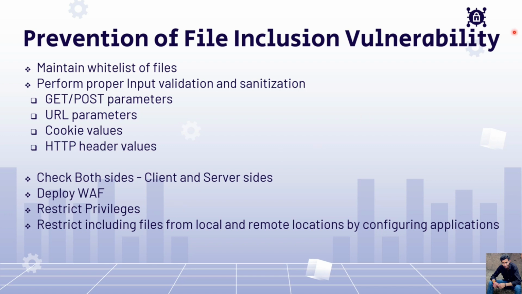Restrict including files from local and remote locations by configuring applications. For example, if you are using PHP, there are certain flags like disabling allow_url_fopen and allow_url_include in the php.ini file. This way it limits the ability to include files from local and remote locations.